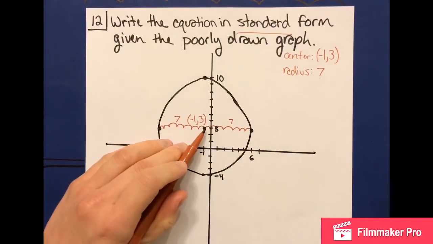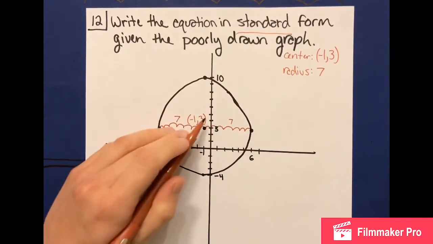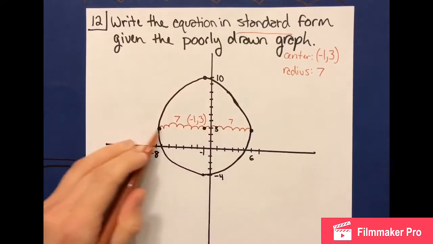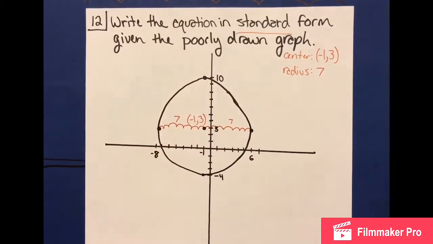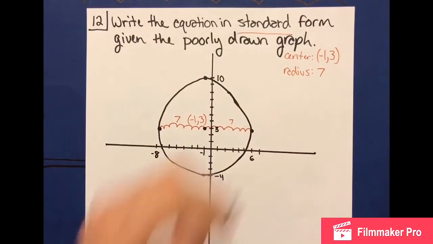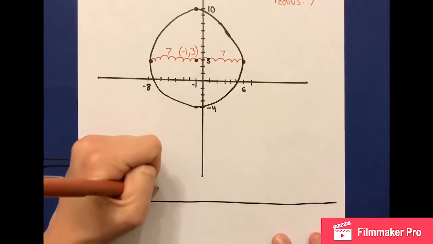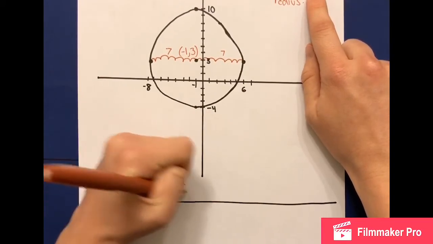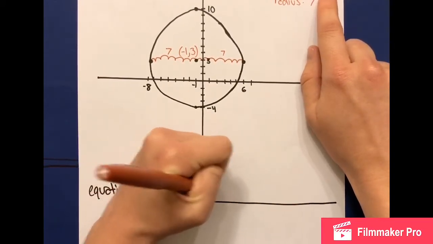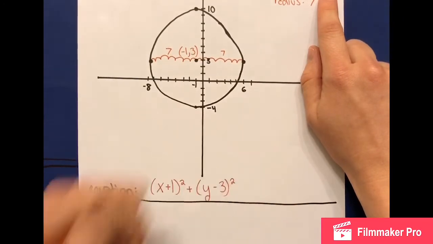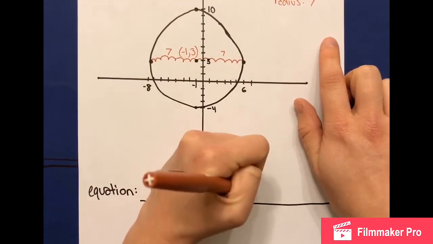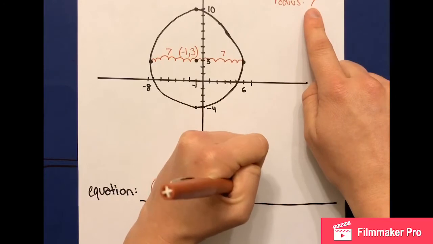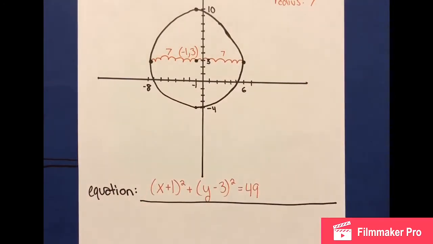Remember, this circle is equidistant from any of the points, but we're just going to check these 4, okay? So I have my radius, I have my center. Let me fill out my equation. So I have x, opposite sign, so plus 1 squared, y, opposite sign, minus 3 squared equals 7 squared, which in this case is going to be 49. Okay?